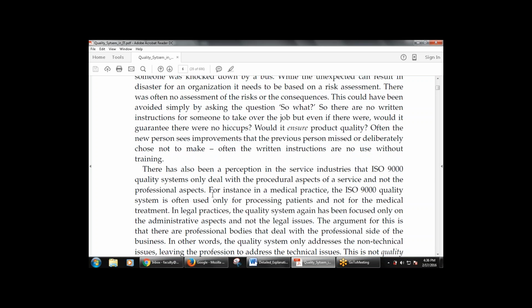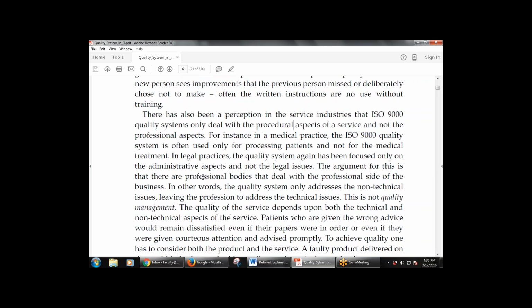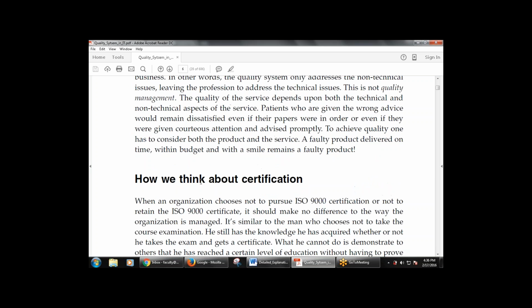And there has also been a perception in the service industry that ISO 9000 quality only deals with the procedural aspect of a service and not the professional aspect. So this deals with the professional aspect also, as well as the procedural aspect. To achieve quality, one has to consider both the product and the service. And a quality product delivered on time, within budget and with a smile remains a quality product.